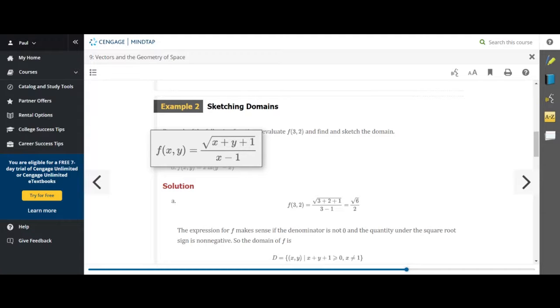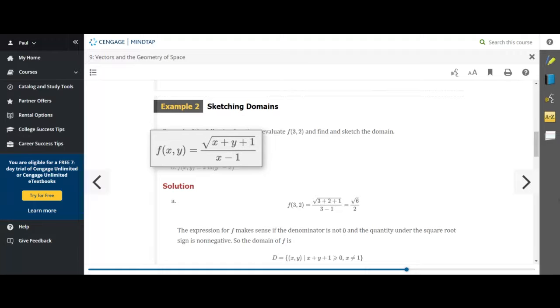Okay, that's right, Ian. You can't have a denominator of 0, so x equals 1 would not be in the domain. Now, what about the square root above? The inside of the square root, x plus y plus 1, that can't be negative. Good, that's right, Hyunyu. So that means x plus y plus 1 has to be greater than or equal to 0. Okay, so you have two conditions that have to be met. And incidentally, if we were to evaluate the function at 3, 2, we would just put in the values, right? And solve for the function.